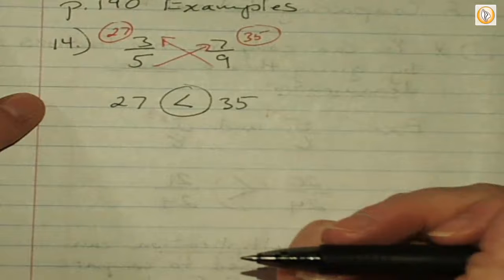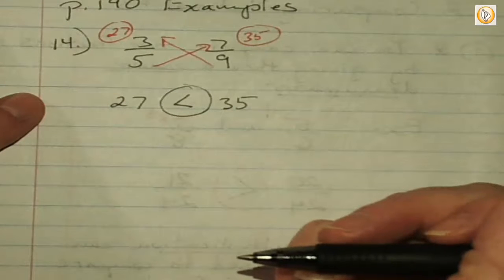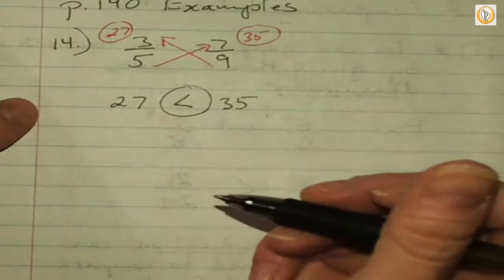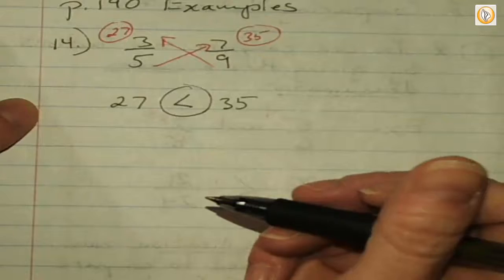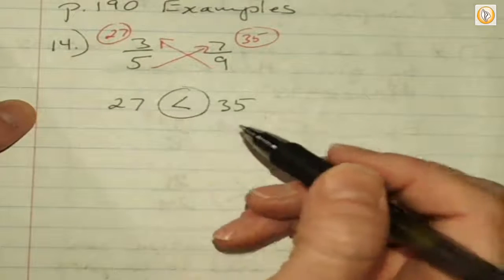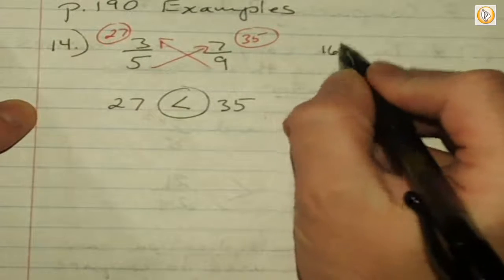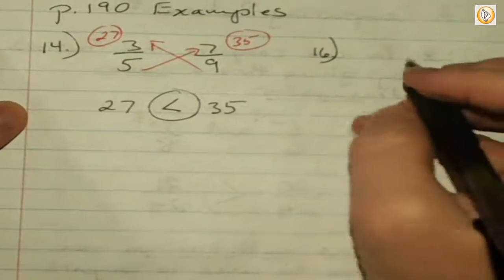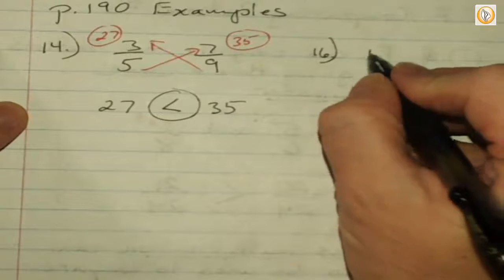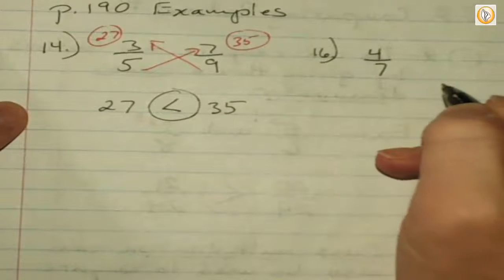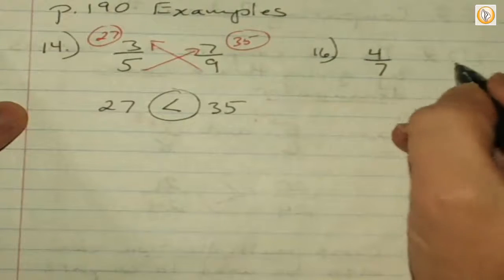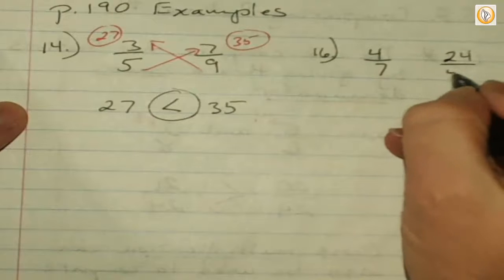Any questions? Kelly, you okay? Okay. Good job, Joseph. Any questions about this? Let's do 16. Can I do it? You sure? Yes, ma'am. All right, 4 over 7 and 24 over 42.